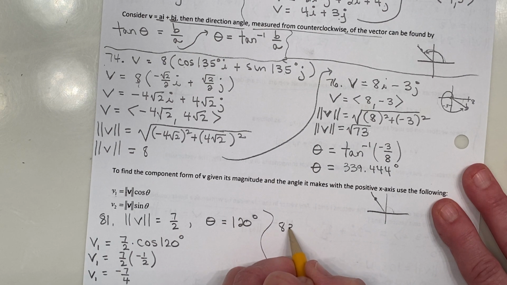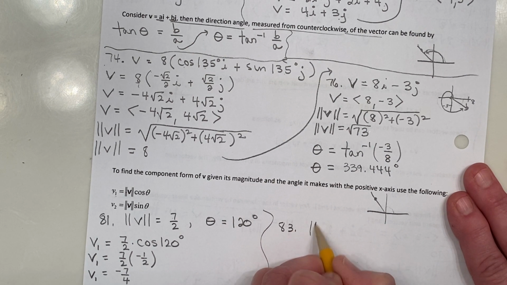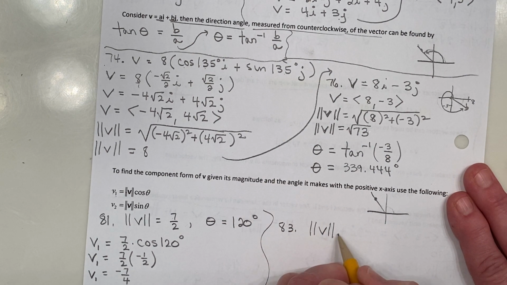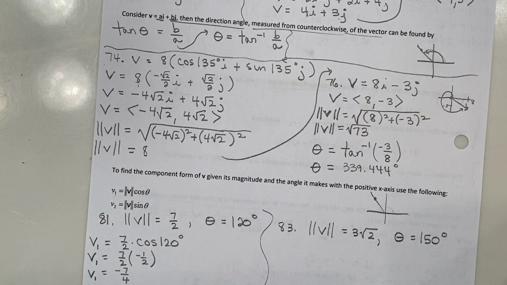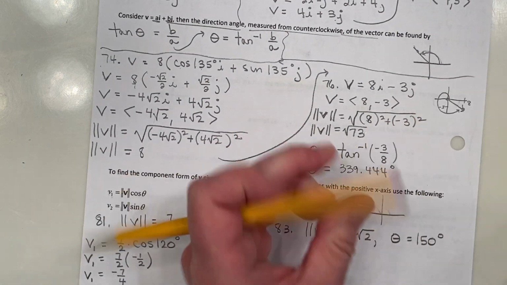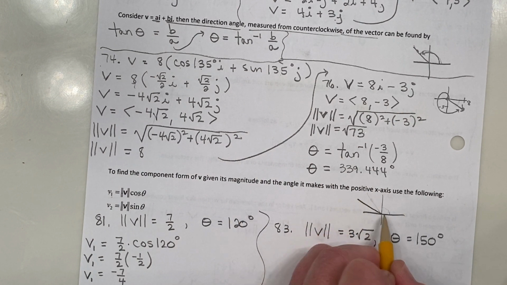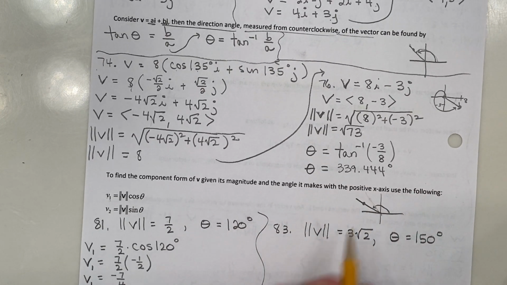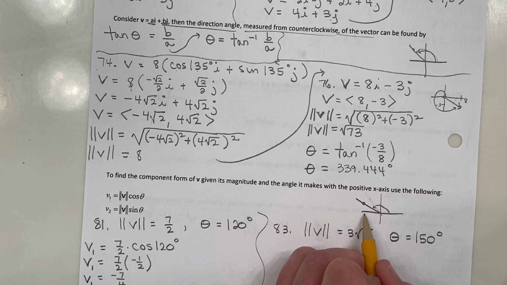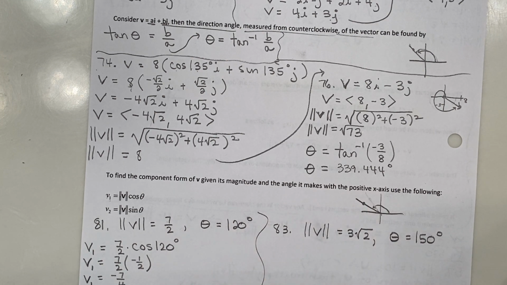And let's finish by doing 83. Okay, so the magnitude of vector v is 3 square root of 2, and the angle is going to be 150 degrees. So that's going to be a little bit larger than 120, so probably somewhere right around here. That's 150. So my components should be, again, by coincidence, another negative and a positive.